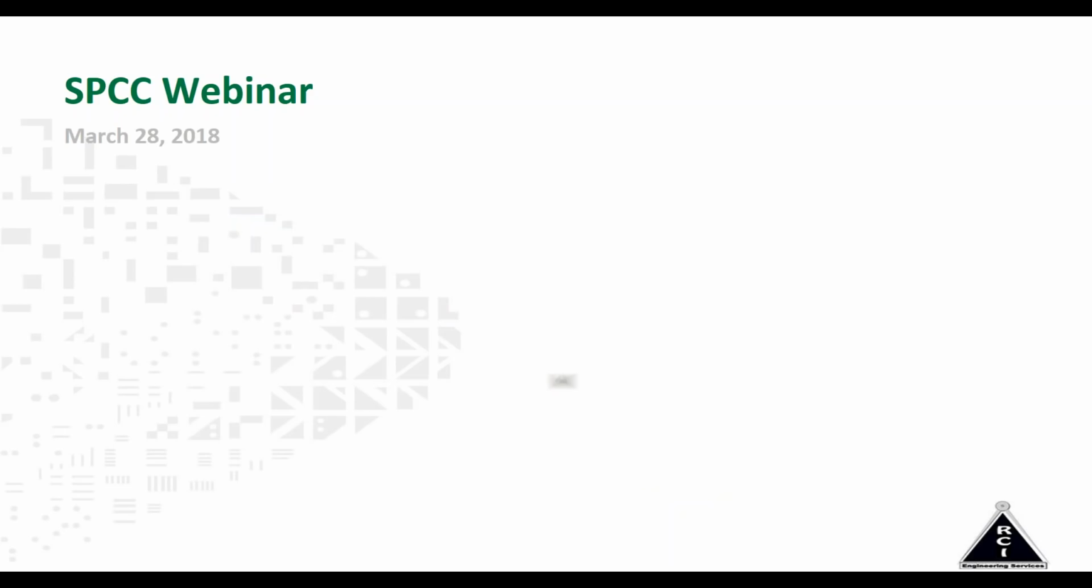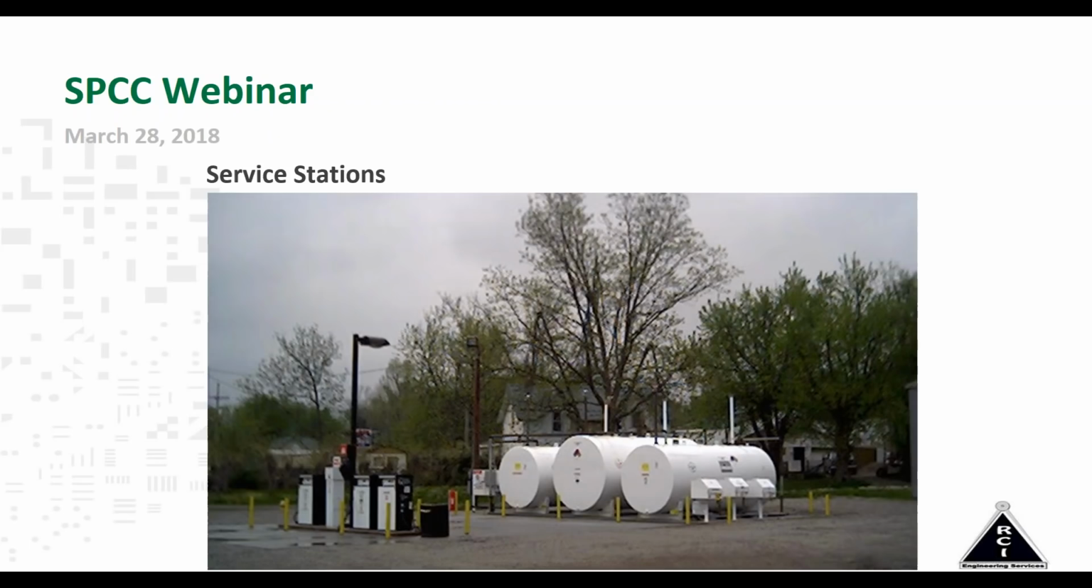Service stations with above ground storage tanks. Now, if a service station has underground storage tanks and no above ground, then they would not fall under the SPCC rule. If they have both, again, we go back to that 1,320 gallon threshold. If they have over 1,320 gallons of bulk oil storage capacity, then they would fall under the SPCC rule. Service stations with underground tanks will fall under state underground storage tank rules. However, they would not fall under the SPCC rule.